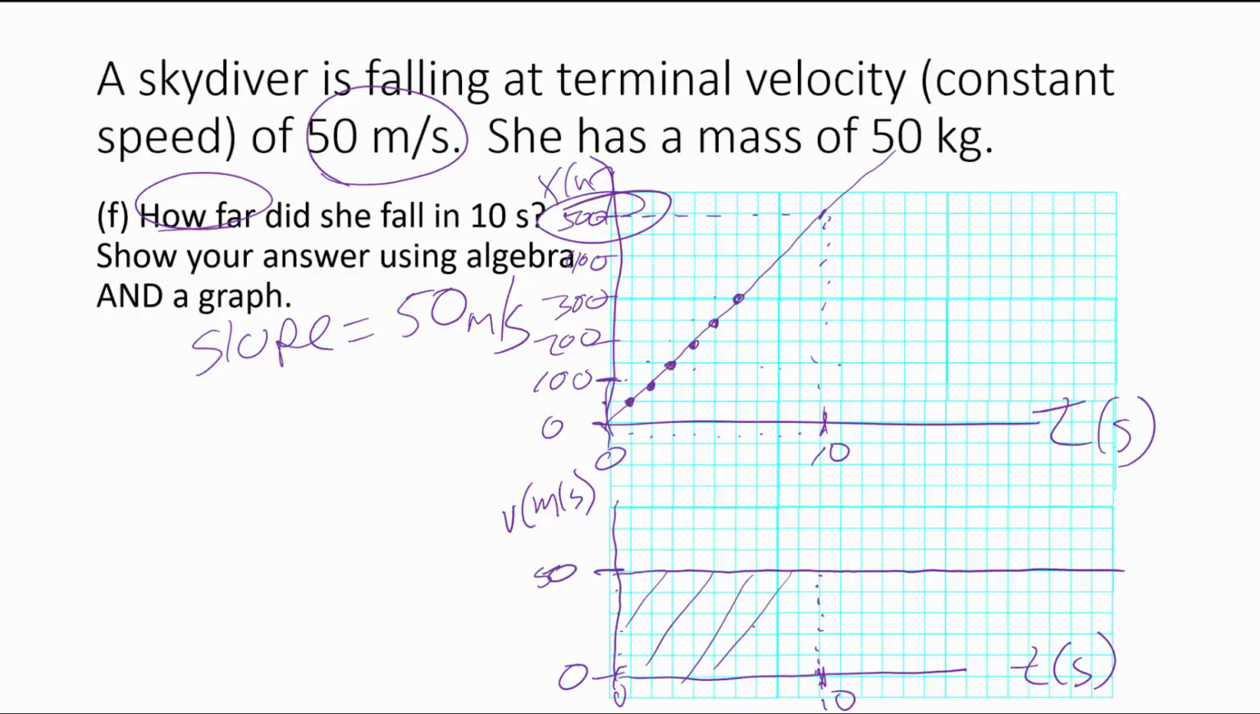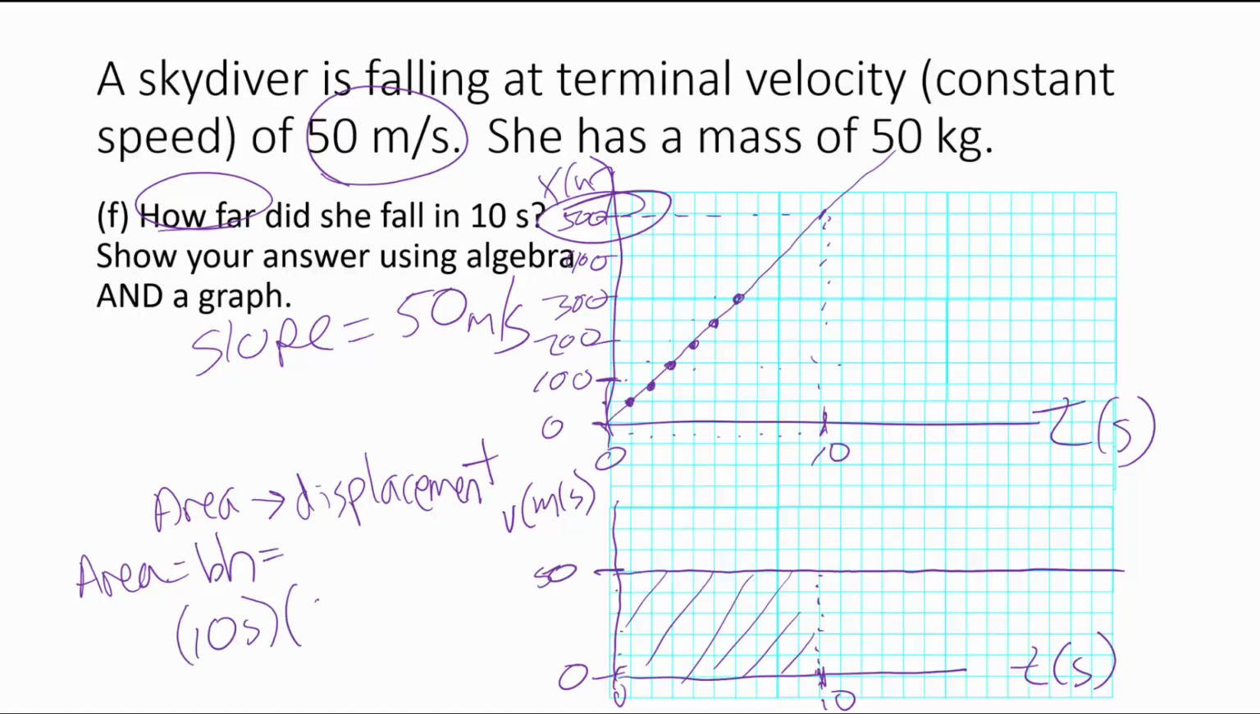So remember, if we find the area in the V versus T graph, that is going to equal her displacement, or basically how far did she go. Okay, compare where she started to where she ended. So the area of a box is base times height. So the base here is 10 seconds. The height is 50. This is velocity, so that's meters per second. So that equals 500 meters. So this says she traveled 500 meters.